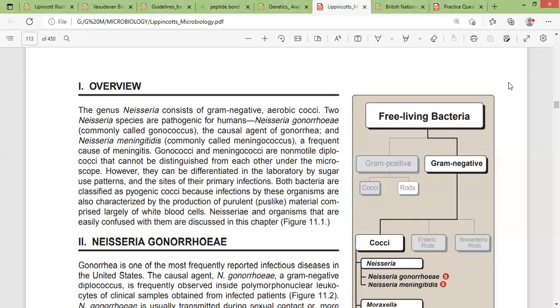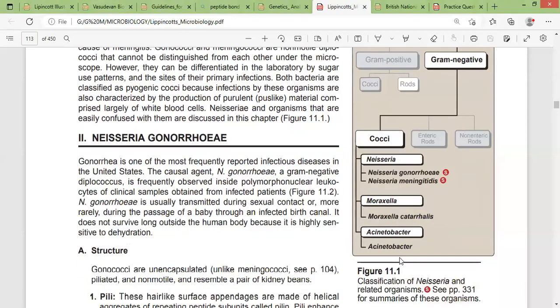When we look at Neisseria, just from the diagram here, you can see Neisseria is gram negative. We've already moved to gram-negative, right? It's a gram-negative cocci, meaning spherical shaped. There are two medically important types of Neisseria species. The first one is Neisseria gonorrhoeae, which causes gonorrhea, and the other one is Neisseria meningitidis, which causes meningitis. This is from the word itself.